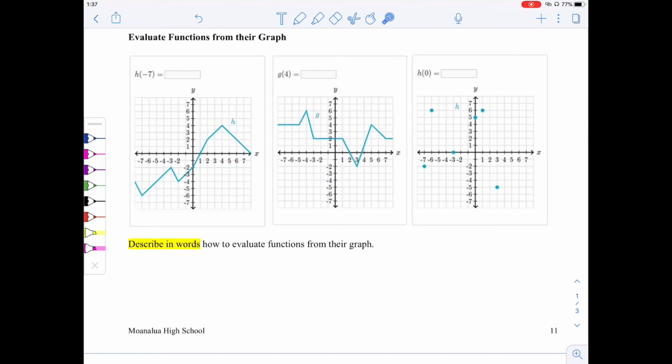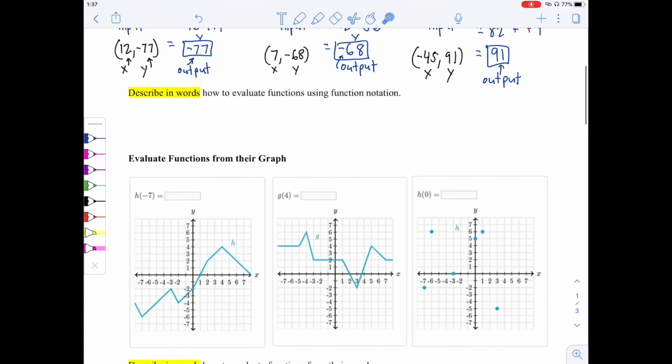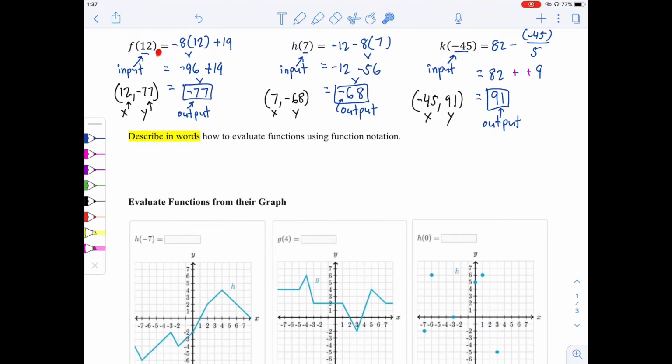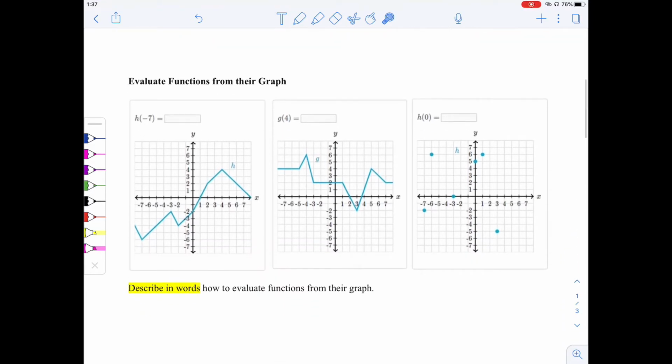Okay, the next part, evaluate functions from their graph. So we have h of negative 7 here. We're going to find the answer of h of negative 7. Let's identify again. Remember, inside our parentheses is our input, so our input is our x value, and then we find an answer, which is our y value. So we want to find the ordered pair when x is negative 7.